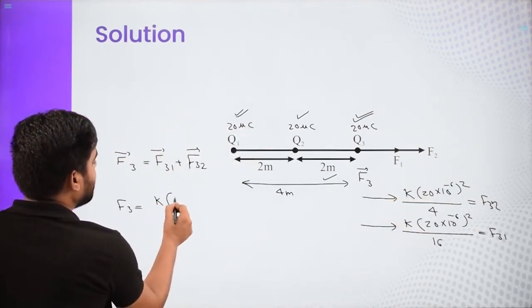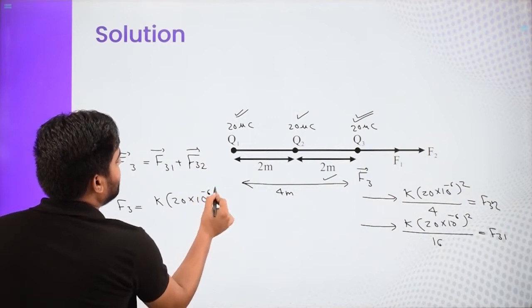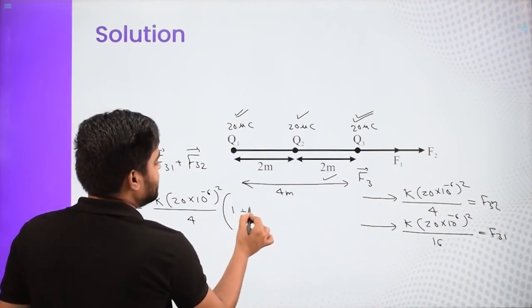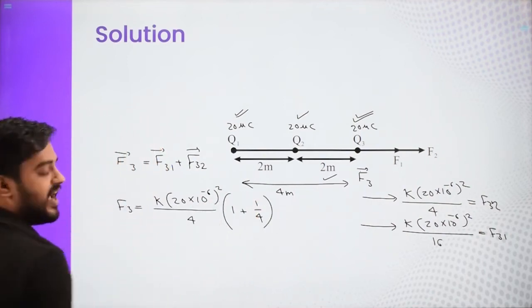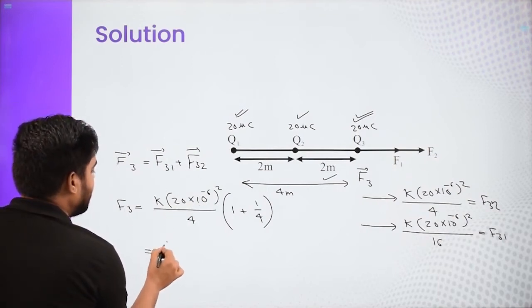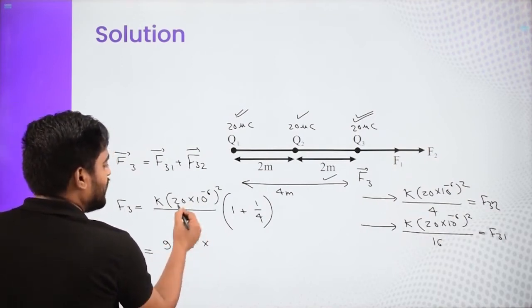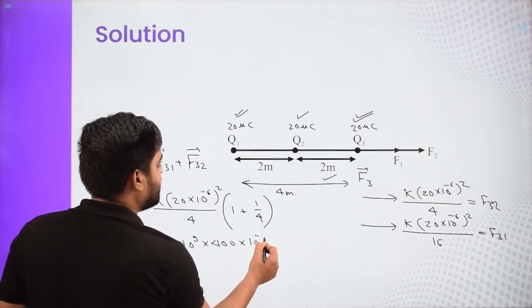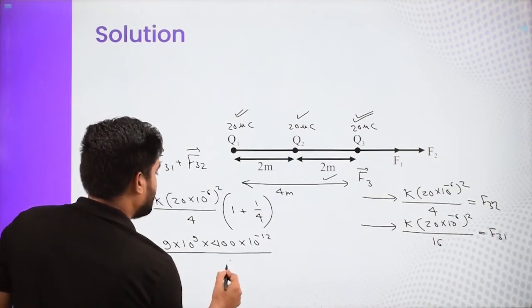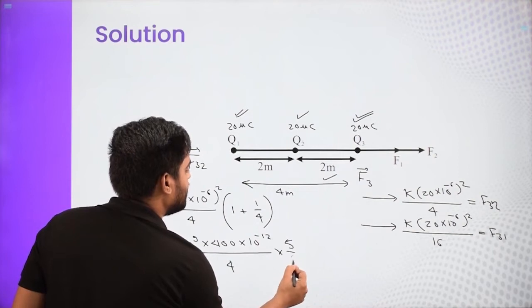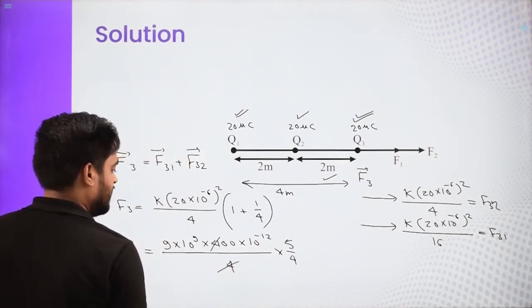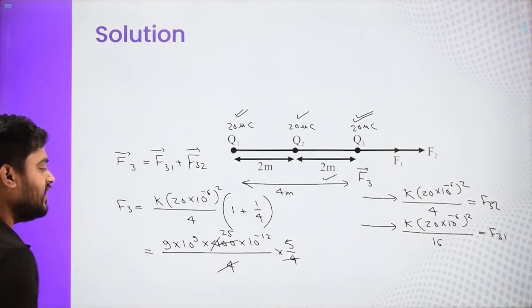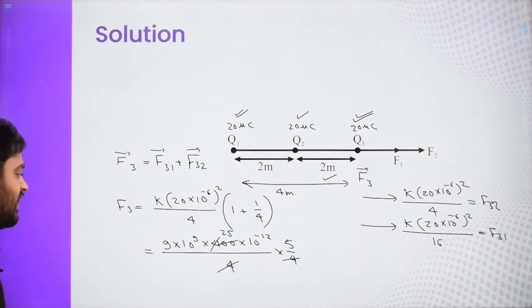And here the K, 20 into 10 raised to power minus 6 whole square, that we can take, in fact divide by 4 we can take common, and it is 1 plus 1 by 4. That gives me 5 by 4. And K value is 9 into 10 raised to power 9. 20 square is 400. 10 raised to power minus 6 square is 10 raised to power minus 12. Divide by 4. And this bracket gives me 5 by 4. So we can cancel out this with 25. So this is 125 into 9 into 10 raised to power minus 9 and minus 12.